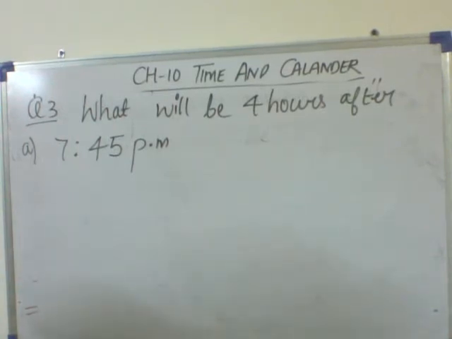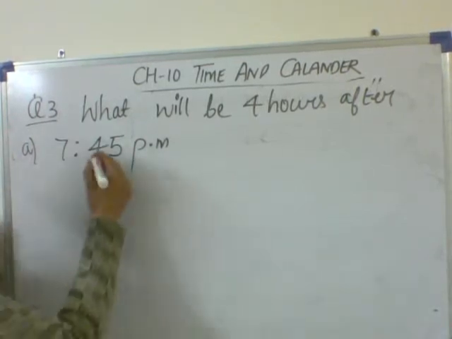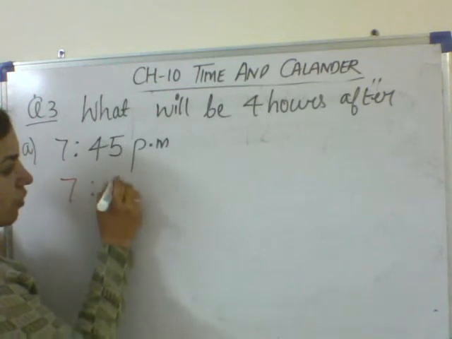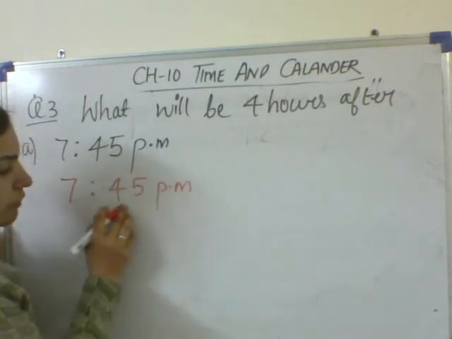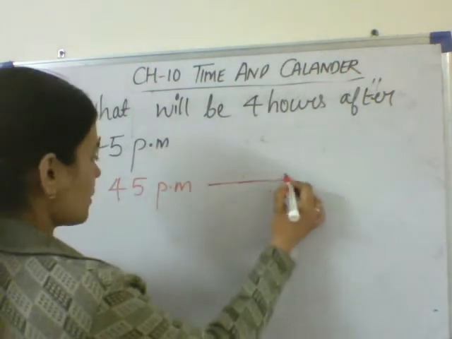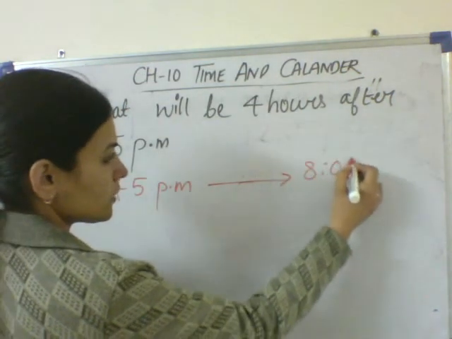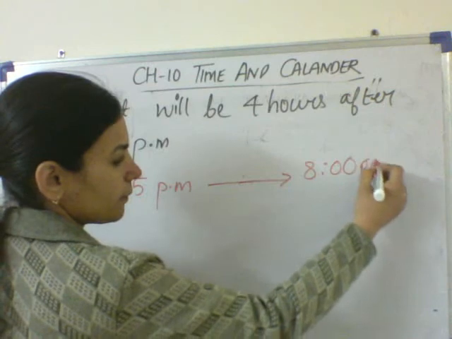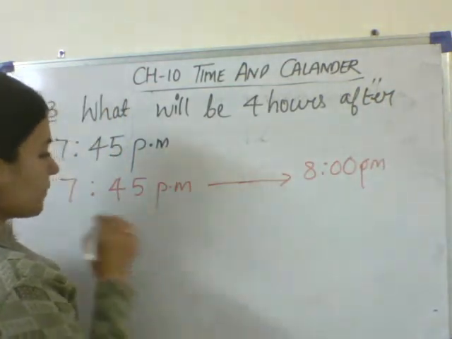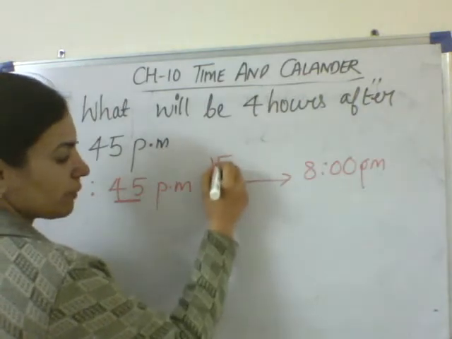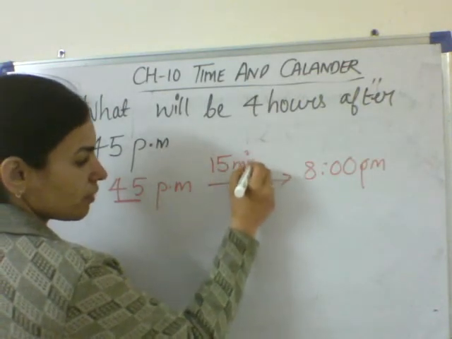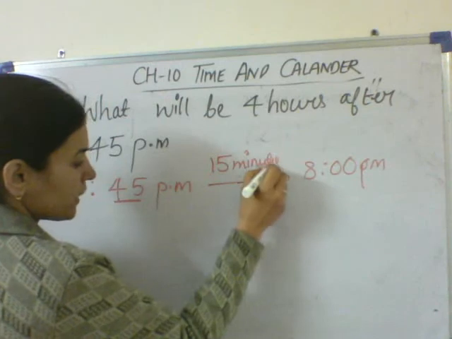So first of all, what we'll be doing, we have to find the exact timing after the 4 hours. Here it is 7:45 p.m. From 7:45 p.m. up to 8 p.m., how many gap is there? Here it is 45, here it is 0. So 15 minutes interval is there. 15 minutes.